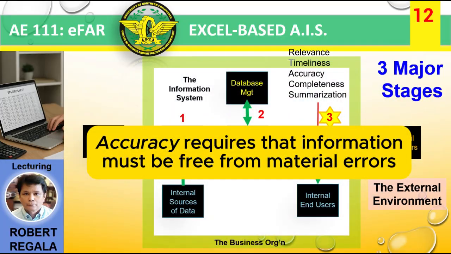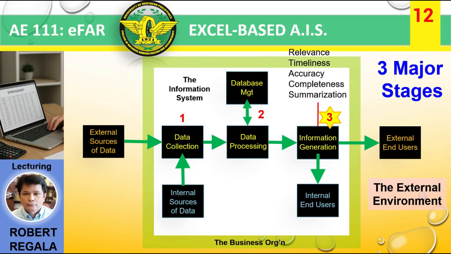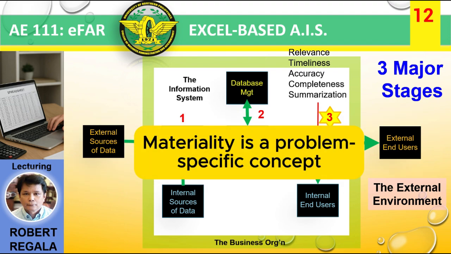Accuracy requires that information must be free from material errors. However, materiality is a difficult concept to quantify. It has no absolute value. It is a problem-specific concept. This means that, in some cases, information must be perfectly accurate. In other instances, the level of accuracy may be lower.